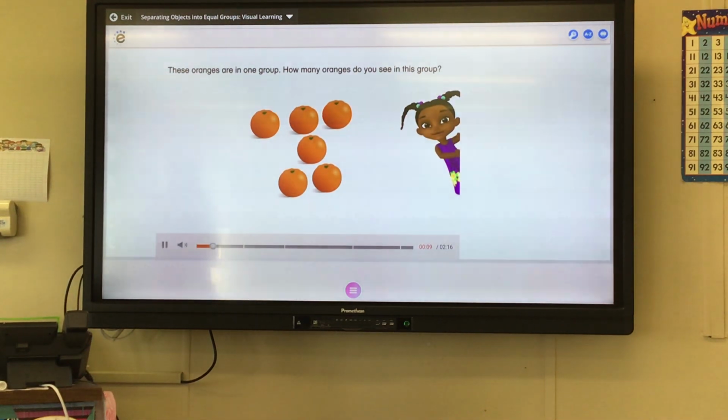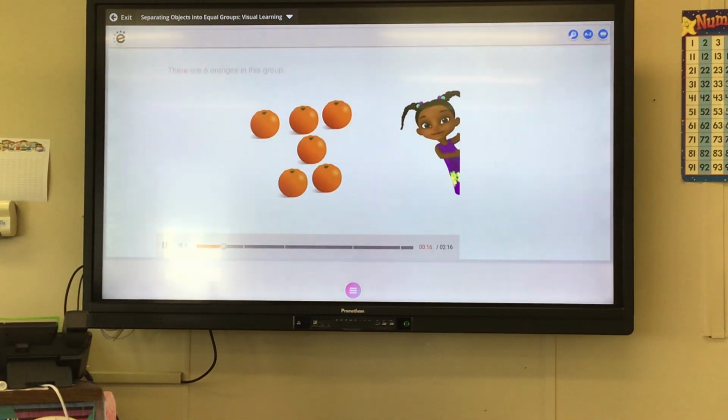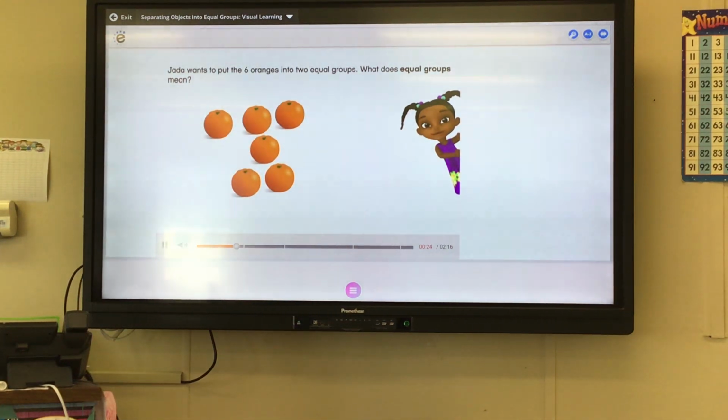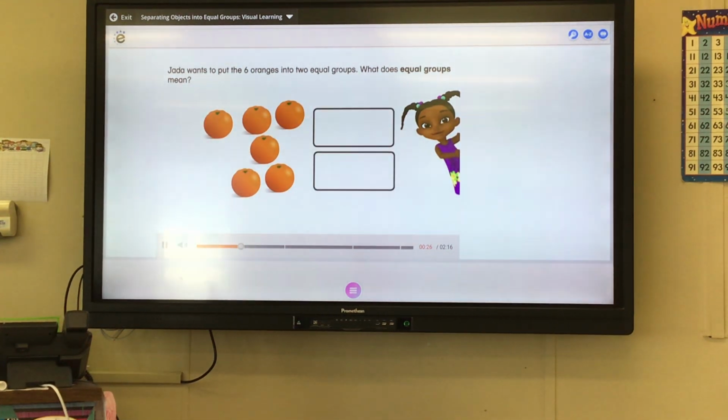These oranges are in one group. How many oranges do you see in this group? There are 6 oranges in this group. Jada wants to put the 6 oranges into 2 equal groups.